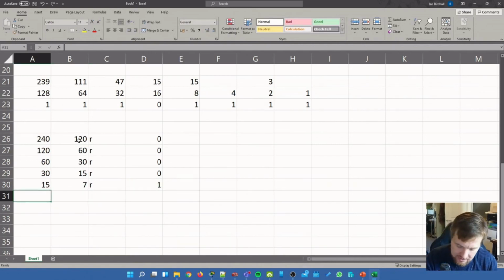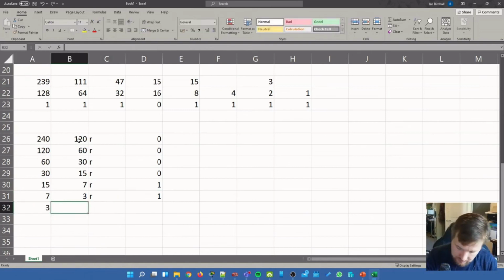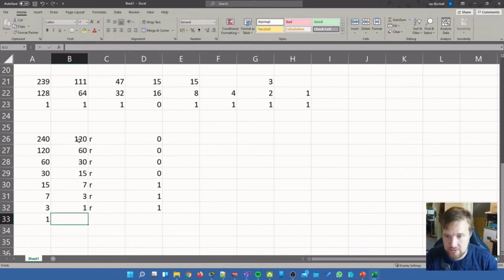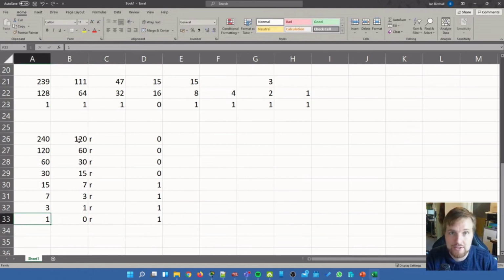So now we have 7. We want to divide that by 2. Now that is going to be 3 with a remainder of 1. Again, 3 plus 3 is 6, plus 1. That's our remainder there. And then 3 divided by 2 is going to be 1 with a remainder of 1. And then finally, 1 divided by 2 is going to be 0 with a remainder of 1, because you can't divide 1 by 2 without going into fractions, and we don't like fractions.